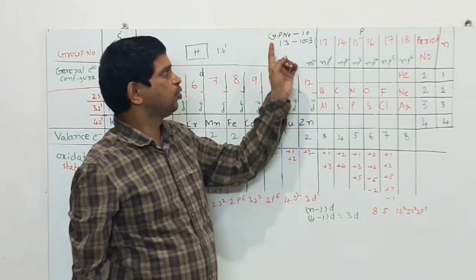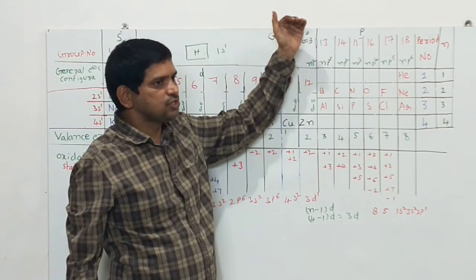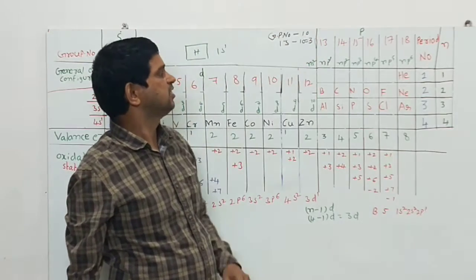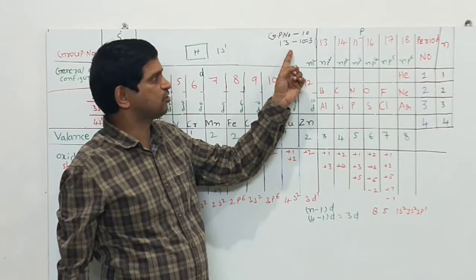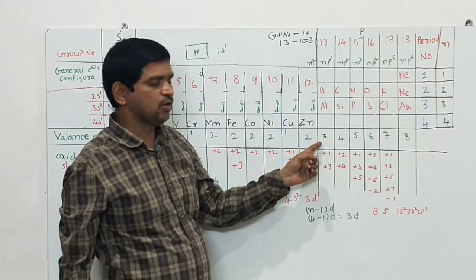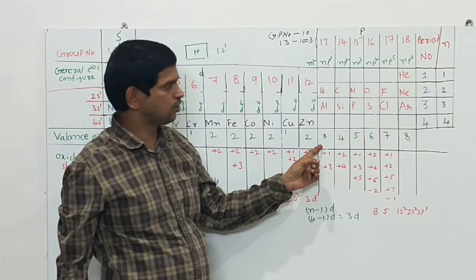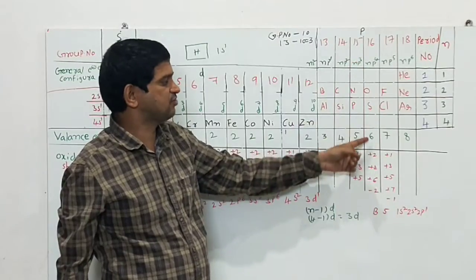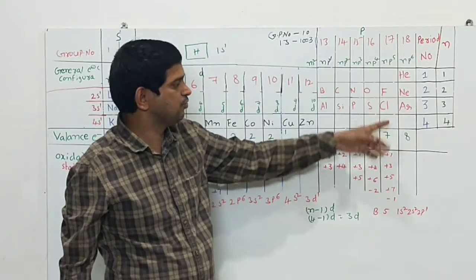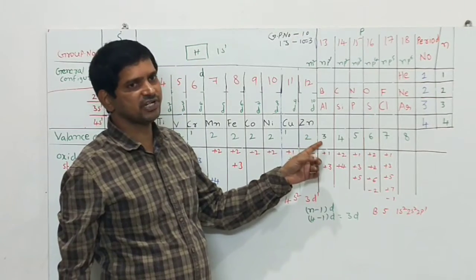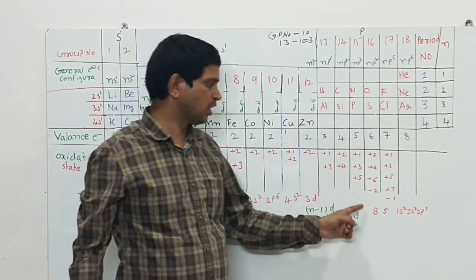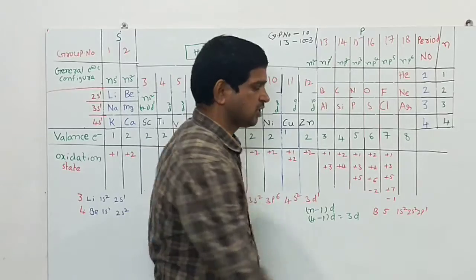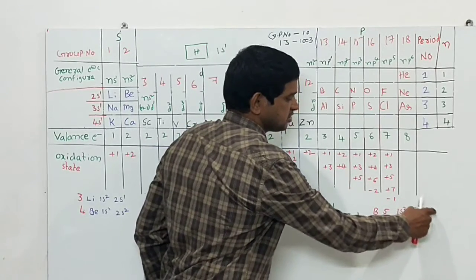Now P block elements: 13th to 18th groups come under P block elements. In this case, group number minus 10 gives the valency electrons present in those groups of elements. See, in the case of 13, 13 minus 10 is equal to 3. So these group elements have 3 valency electrons. In the same way, 14th has 4, 15th has 5, 16th has 6, 17th has 7, and 18th has 8. So its general electronic configuration is, see, boron atomic number is 5, electronic configuration is 1s2, 2s2, 2p1. So n is equal to 2 here. In this, 3 electrons are present.